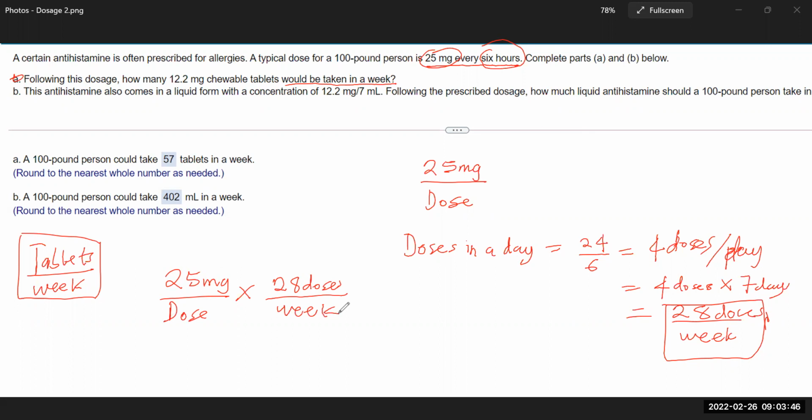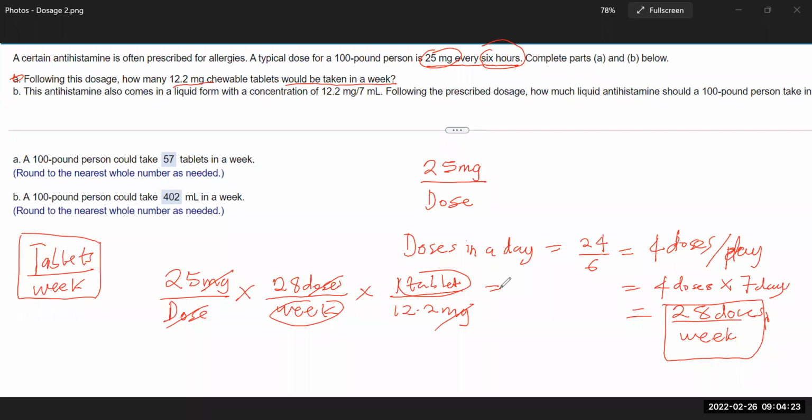And then we are going to multiply by, it says that 12.2, right? So that is 1 tablet over your 12.2 milligrams, okay? So you notice that milligrams will take care of milligrams, doses will take care of doses. Right now we are left with tablet and week. Is that okay?